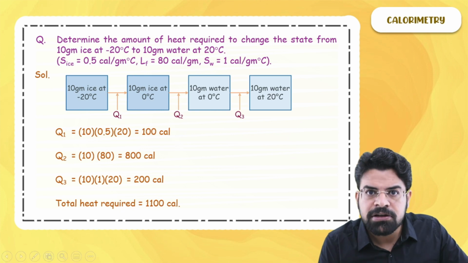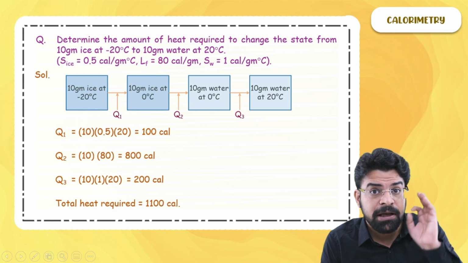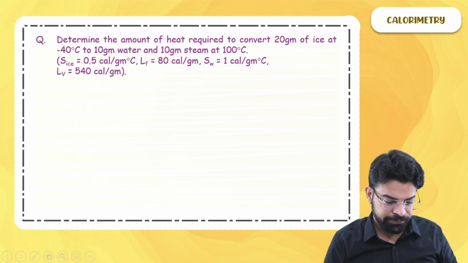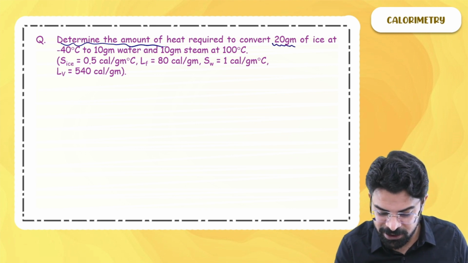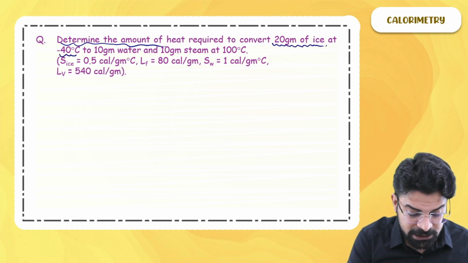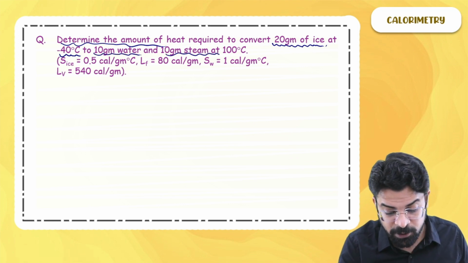Sir, I haven't understood. Do not worry. We are going to do 7-8 more questions of the same type. Keep focusing. Next example. Determine the amount of heat required to convert 20 gram of ice at minus 40 degrees centigrade to 10 gram of water and 10 gram of steam at 100.